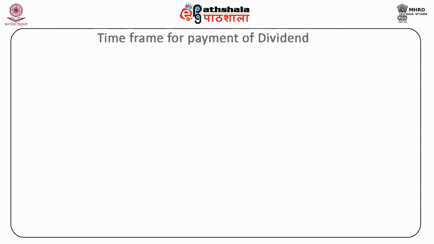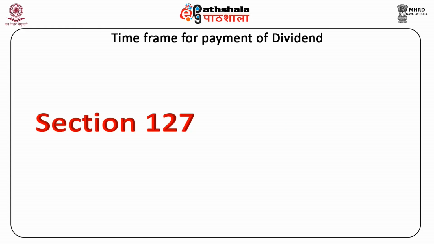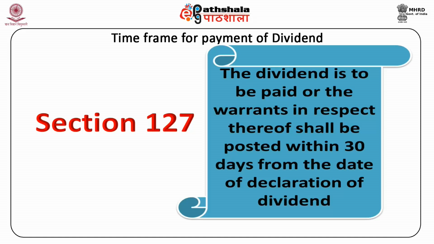Timeframe for payment of dividend. As per Section 127 of the Companies Act 2013, the dividend is to be paid or the warrants in respect thereof shall be posted within 30 days from the date of declaration of dividend.